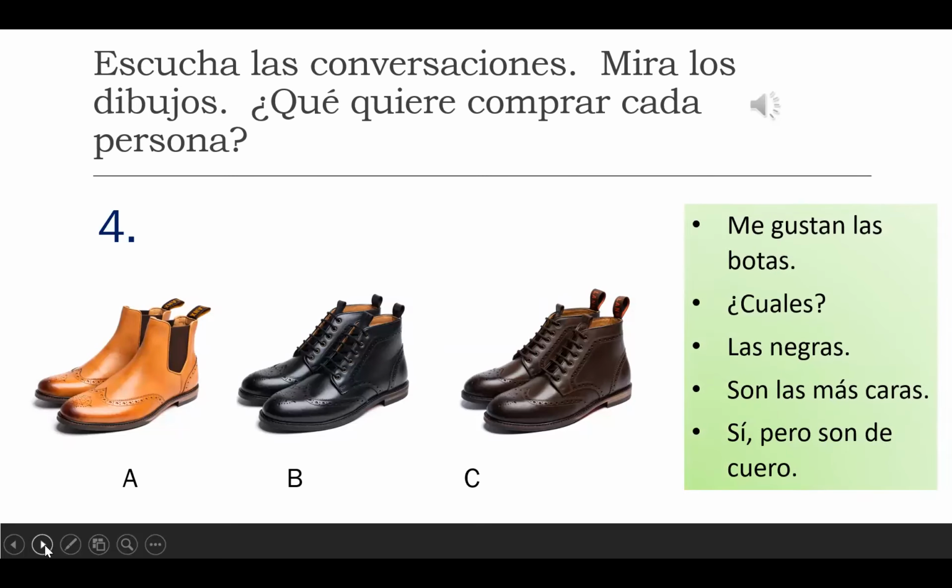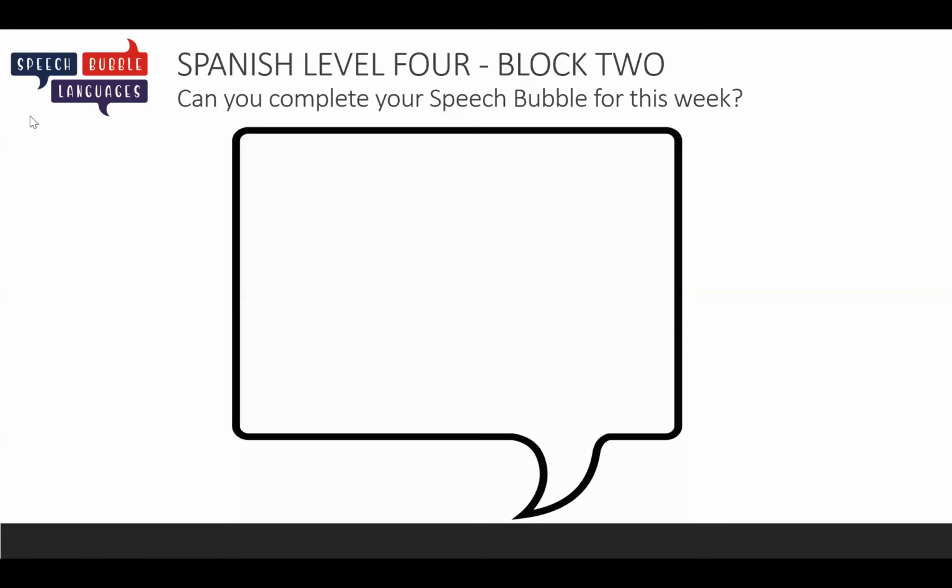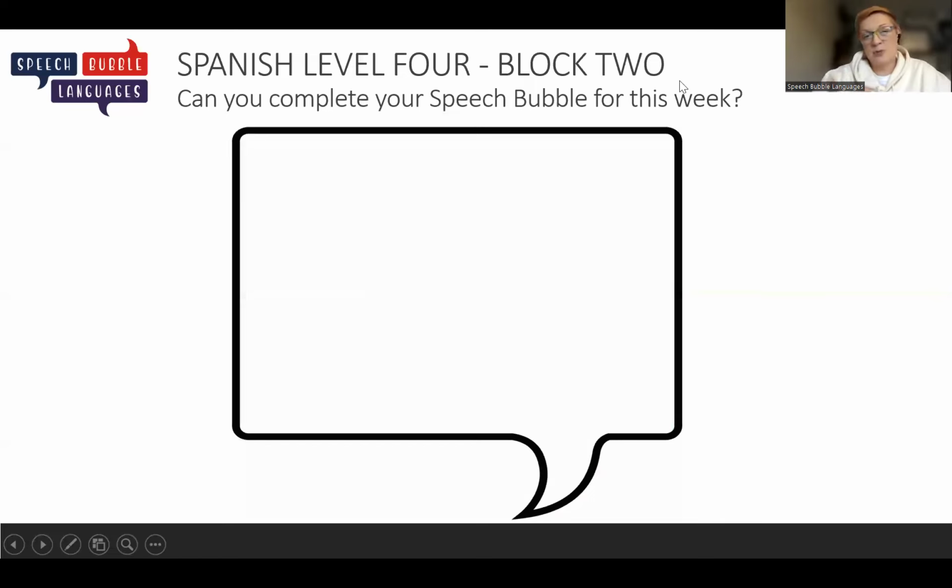Muy bien, otra vez, un poquito más rápido, but quicker this last one. I like the boots. Which ones? Las negras, the black ones, son las más caras. They are the most expensive. His response, sí, pero son de cuero. Yes, but they are made of leather. Muy bien hecho todos. Well done, everyone. I hope you enjoyed hearing those superlatives in action with those dialogues too.